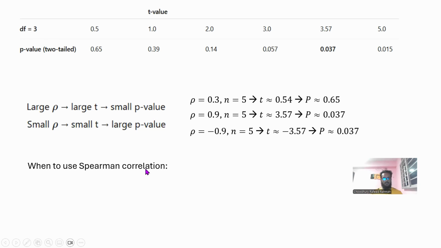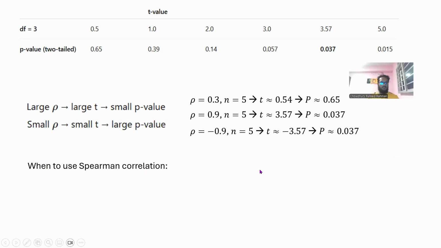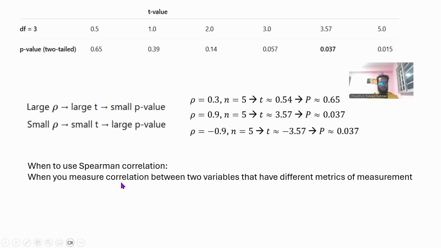Now that you understand this part, the last part I want to discuss is when to use this correlation. This is a very, very important question. The first thing I want to mention is when you measure correlation between two variables that have different metrics of measurement, then you definitely need to use Spearman correlation, because then you need to know whether the increase of one variable also causes an increase of another variable, right? So you just measure increase or decrease.